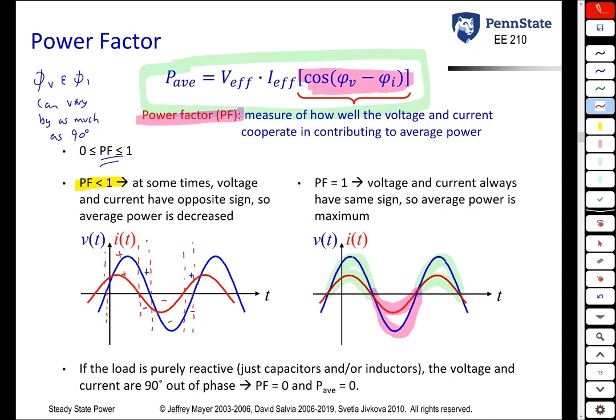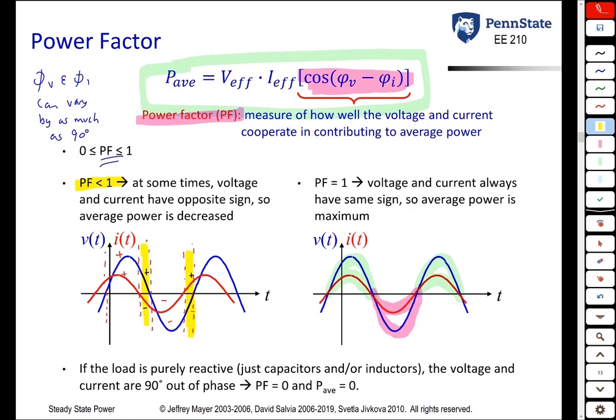So the fact that we now have some periods of time where the voltage and current are different sign, when you multiply them together, you get a negative number, and that's going to decrease the average power. So bottom line, when power factor is 1, the voltage and current are always cooperating with each other. That's going to maximize your power. When the voltage and current are not in phase, there will be some periods of time where they're cooperating with each other, and other periods of time where they're opposite in sign, and it's going to decrease the power.